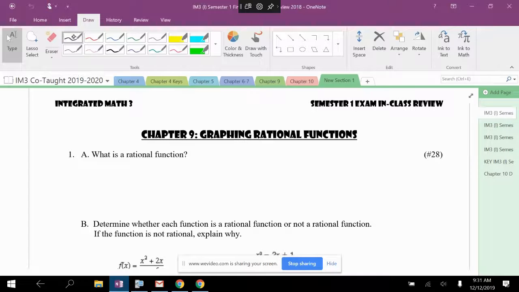Ready? Yep. All right. So again, we just did this chapter. So it's actually going to be probably fresh in your brain a little bit, hopefully.